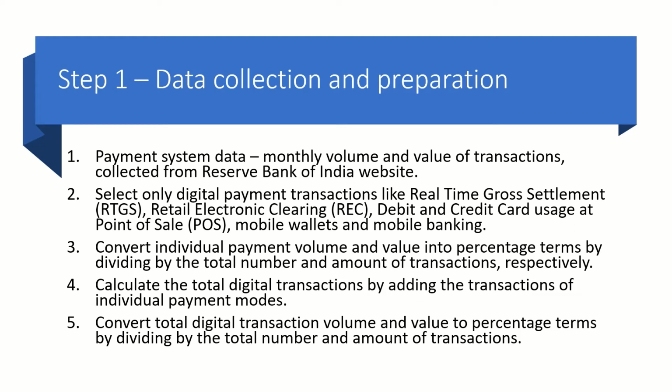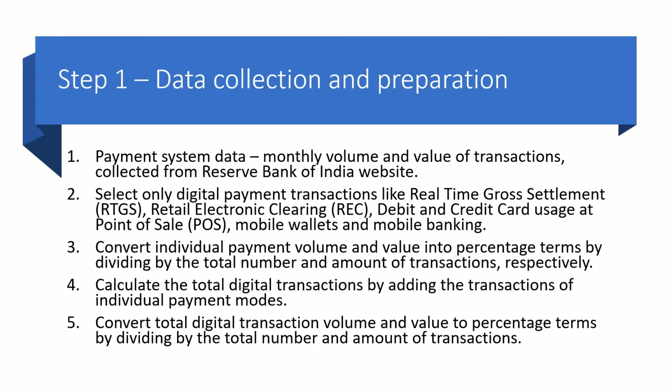The first step includes data collection and pre-processing. The data used for this research includes monthly volume and value of financial transactions from various payment systems, and it is obtained from the Reserve Bank of India website. Of these, only the digital payment systems like real-time gross settlement, retail electronic clearing, debit and credit card usage at POS, mobile wallets and mobile banking are considered for this study.